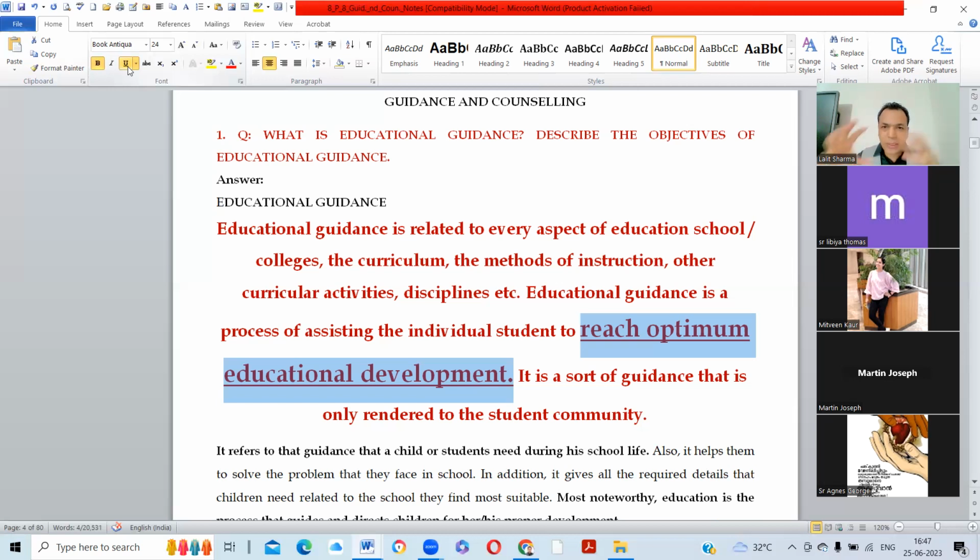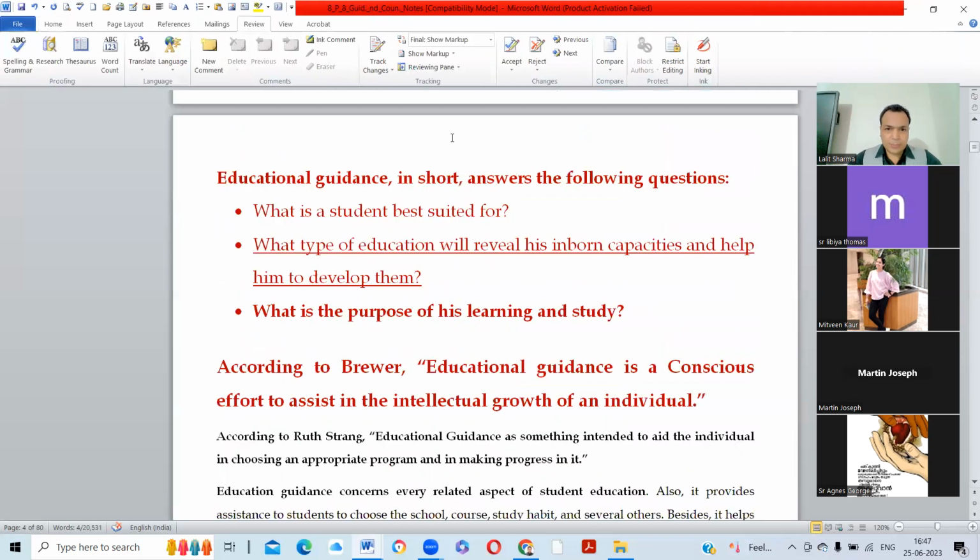Okay, grasp all the teaching learning methodology fully, right? So it is a sort of guidance that is only rendered to the student community. I have talked now about the educational, vocational, and personal. It is related to the student, means we are providing it to the student. And in short, I have written it in the answers, in the file which I have shared with you.